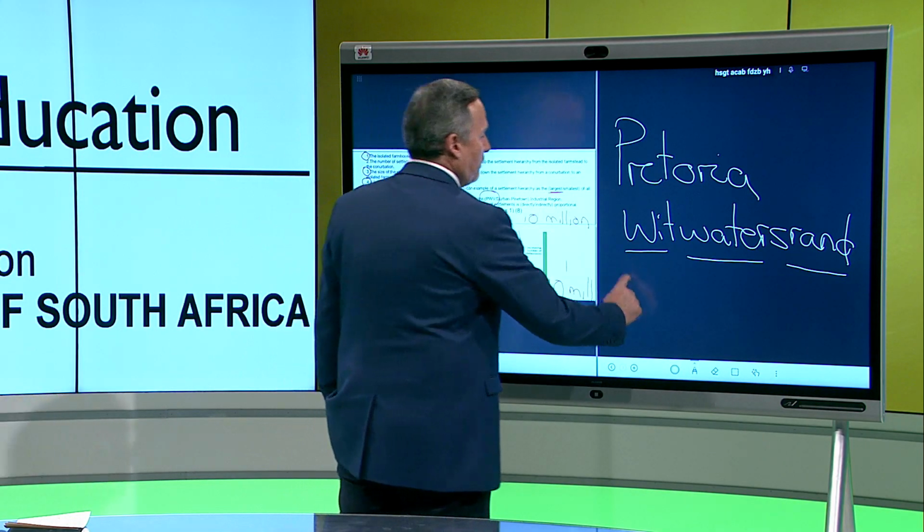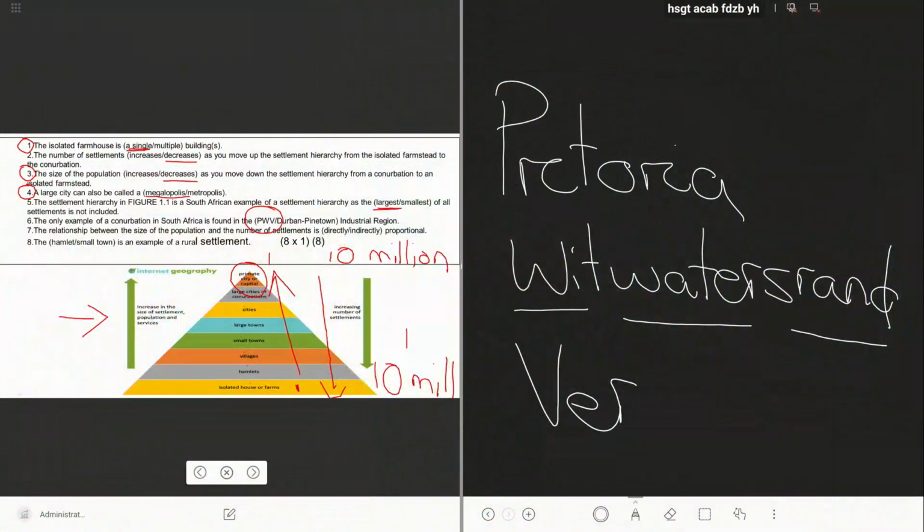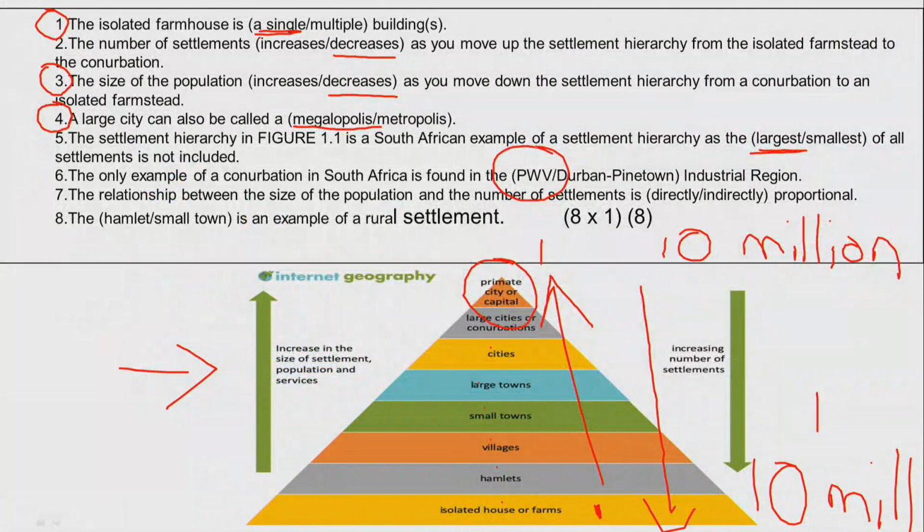And the V for Vereeniging is the bottom part of this metropolis. Durban Pinetown, yes it is. It's Durban and Pinetown that have joined up, but the answer here is PWV. The only thing that might have been a problem is that you wouldn't have understood the PWV.